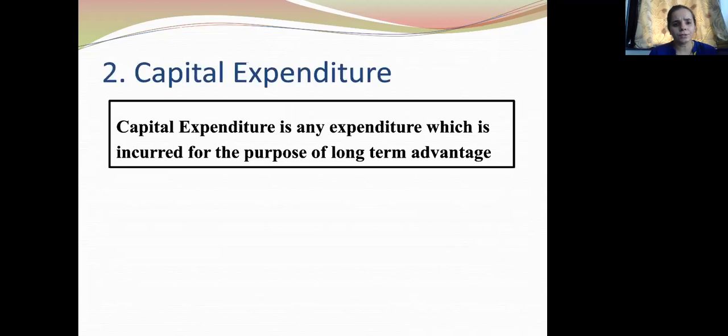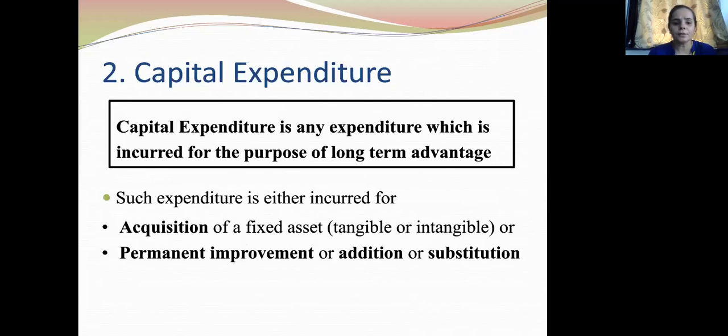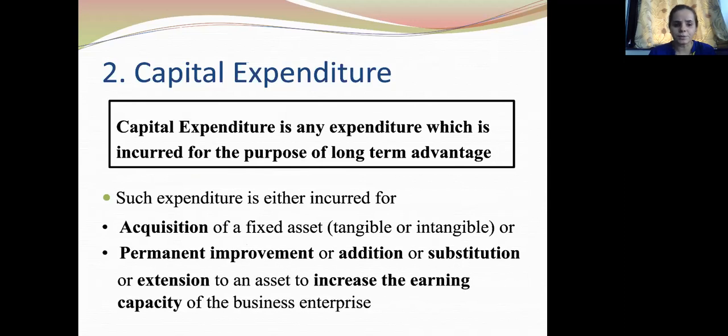Let us now turn our talk towards capital expenditure. Capital expenditure are those expenses whose benefit is for a longer period. It means these expenses are non-recurring in nature. And how will you recognize these are capital expenditure? These expenses are done for purchase or acquiring of an asset, whether it's a tangible asset or an intangible asset. It increases the earning capacity of the business. These types of expenses are done for the permanent improvement of any asset.